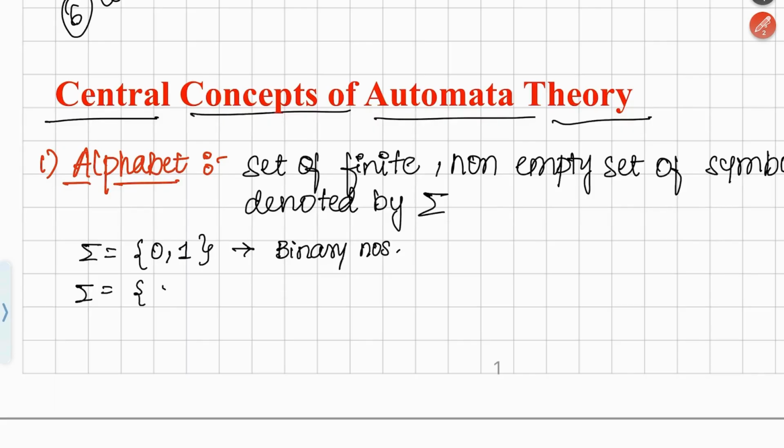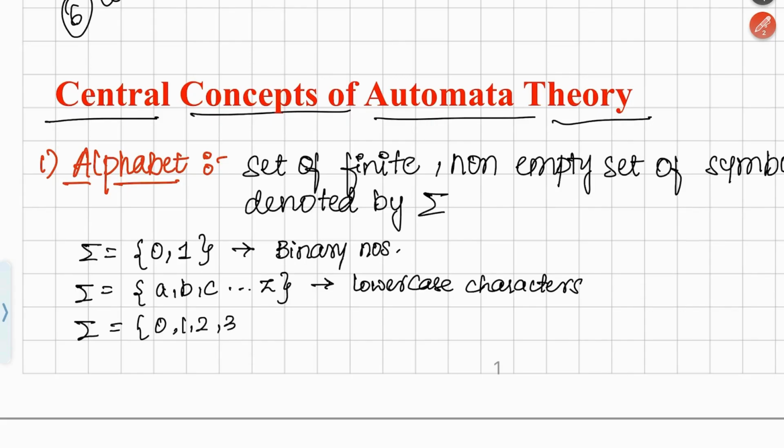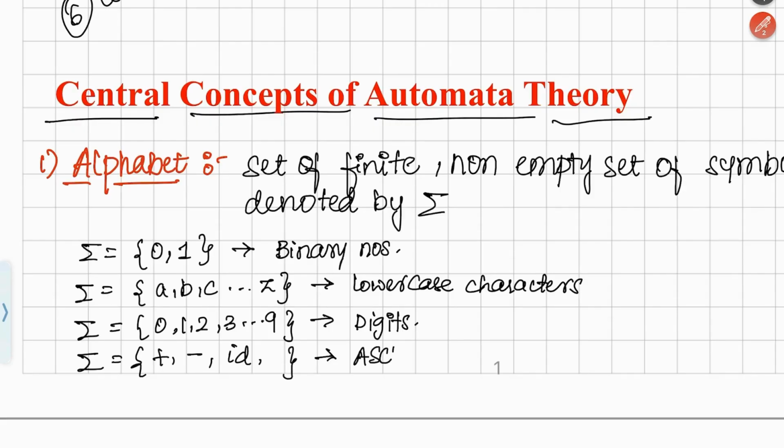or it could be the lowercase characters, or it could be any digits, or it can also be operators or special symbols, plus, minus, or any operator or special symbol. It could be anything for that matter. Okay, so all these things comprise ASCII characters. So this is the definition of alphabet.